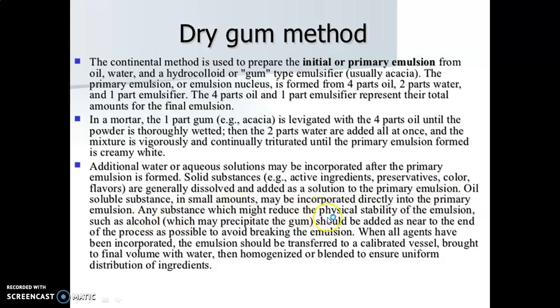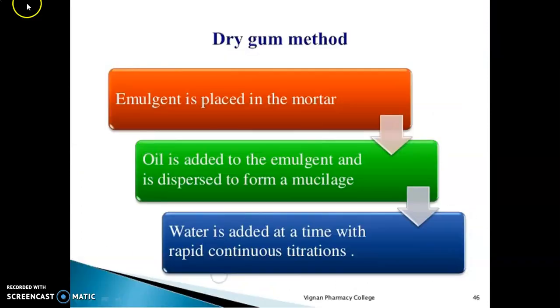Any substance which might reduce the physical stability of the emulsion, such as alcohol which may precipitate the gum, should be added as near to the end of the process as possible to avoid breaking the emulsion. When all the agents have been incorporated, the emulsion should be transferred to a calibrated vessel, brought to the final volume with water, then homogenized or blended to ensure uniform distribution of ingredients.